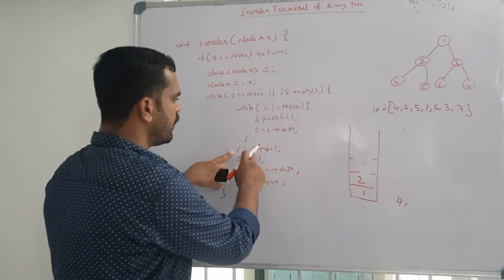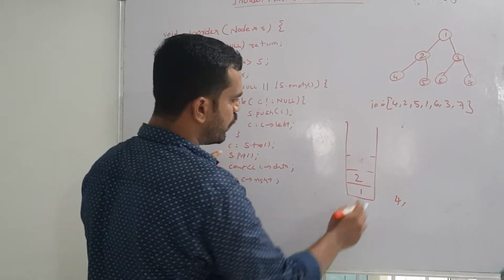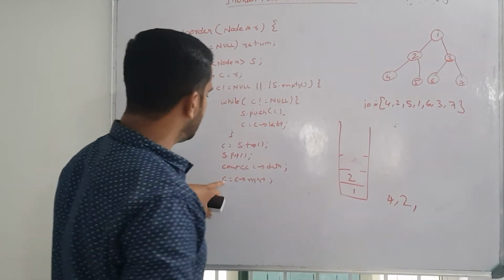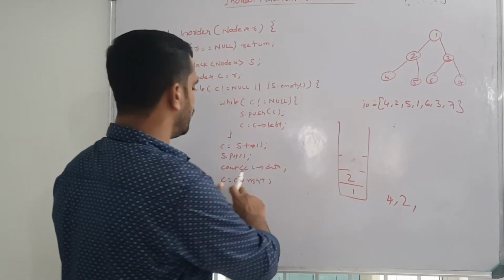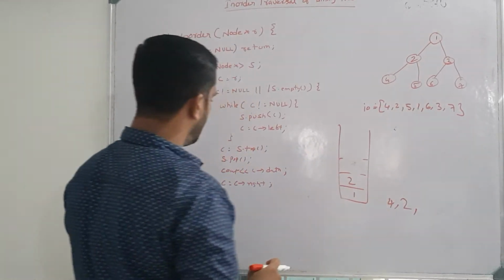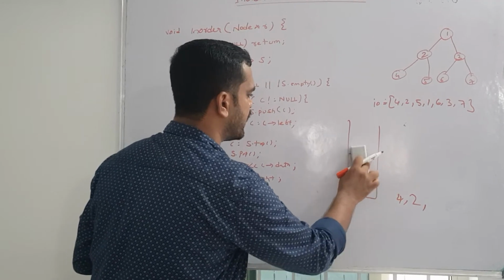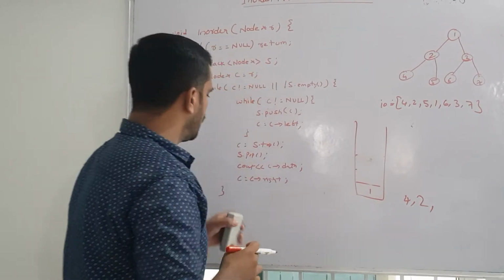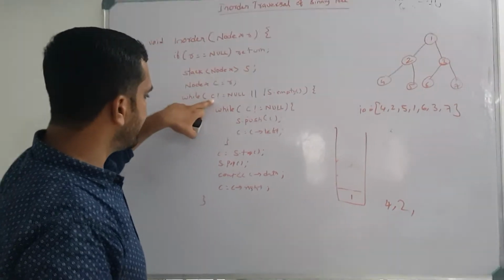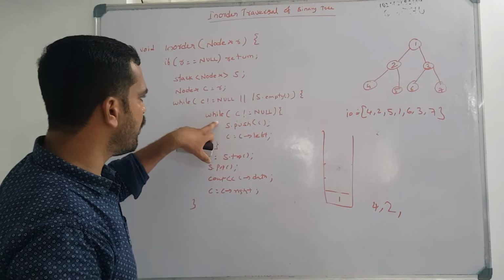It will take the stack's top node. The stack top is node 2, and it will print 2 here. Then C will become 2's right, that means 5. Now C will have 5 and the stack will be popped to the second element. C is now 5. Again it will check that C is not equal to null and S is not empty, so again it will come back.